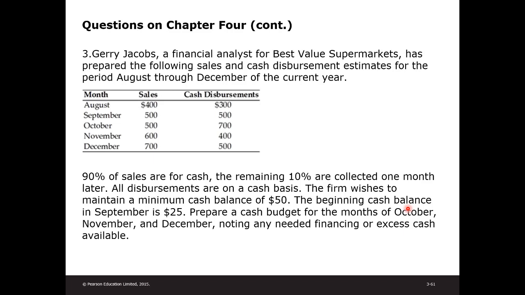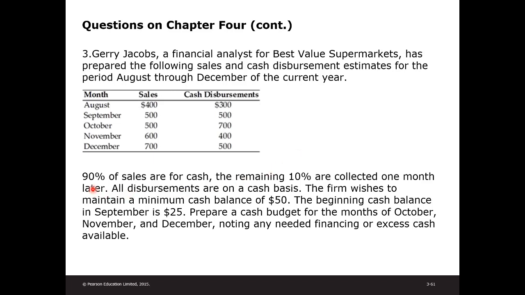Jerry Jacobs, a financial analyst for the Best Value Supermarkets, has prepared the following sales and cash disbursement estimates for the period of August through December of the current year. As we can see here from this table, we have the August, September, October, November, and December months, and the sales for each month, and the corresponding cash disbursement for each month. So in this question, we will do a full cash budgeting schedule for this company.